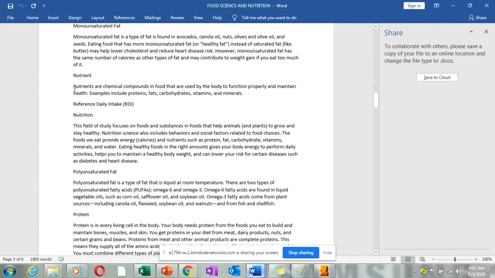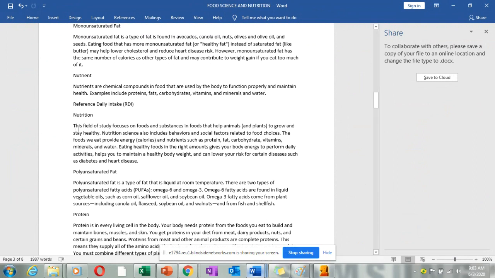So the nutrients are chemical compounds found in food that are used by the body to function properly and maintain health. Examples include protein, fats, carbohydrates, vitamins, and minerals, and also we have water. Very, very important. It's very important that we also have water right there. Okay, then we have nutrition.